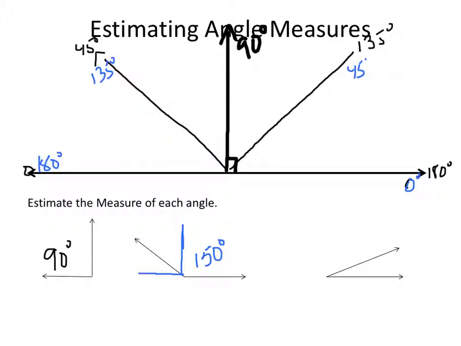Our last one, same thing. If I draw my 90-degree angle, okay, and use that, it's a little bit less than 45, so we might say that this one is about 35 degrees. Really, we're just kind of looking in the ballpark.